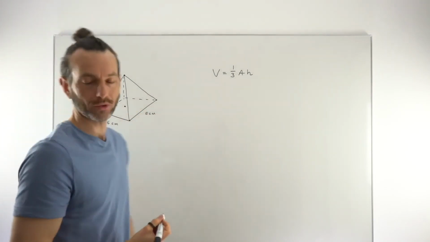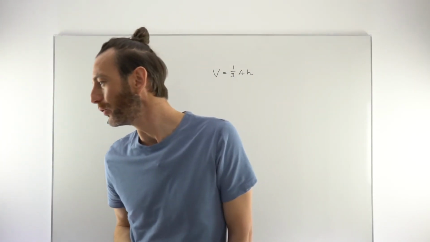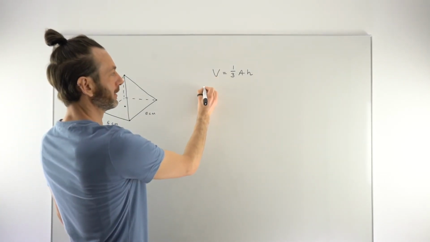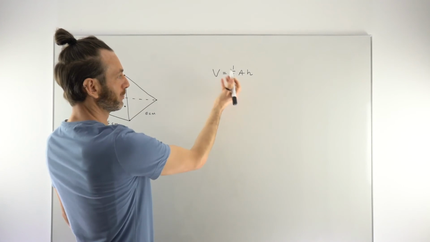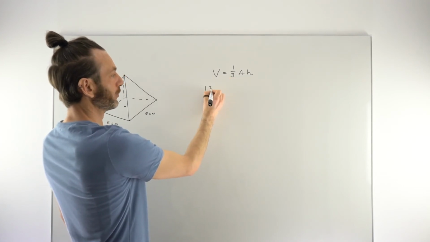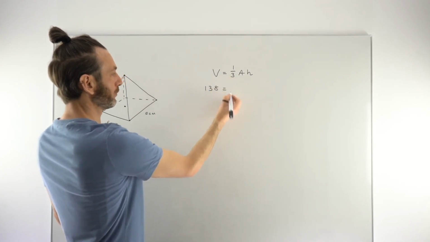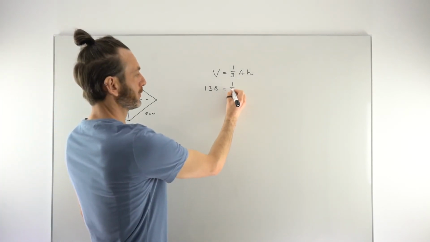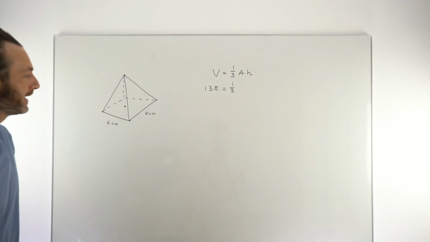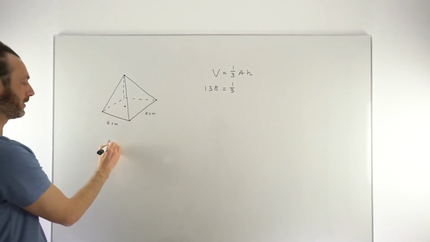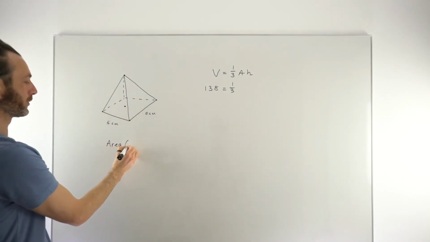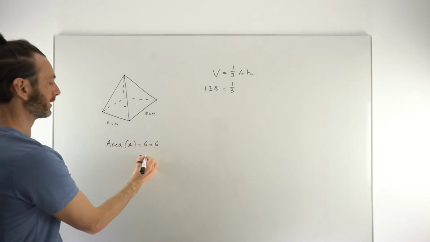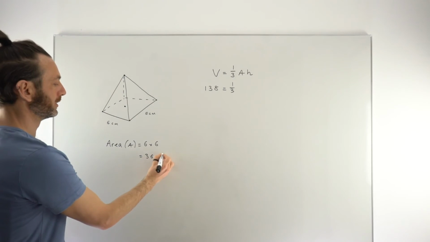So we're told, let me just quickly check, that the volume is 138. So 138 is going to go on the left-hand side here. Unusually, we're not just using the formula to work out volume, we've got the volume, so this is a working backwards sort of question. The 1/3 is just a constant, that stays there. The A is the area of the base, which is literally just 6 times 6. So it's just 36 centimeters squared.